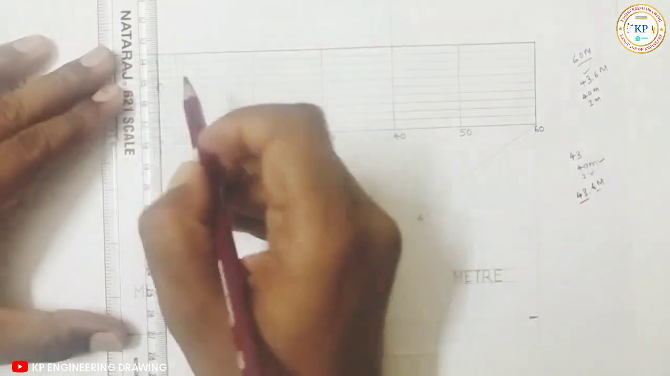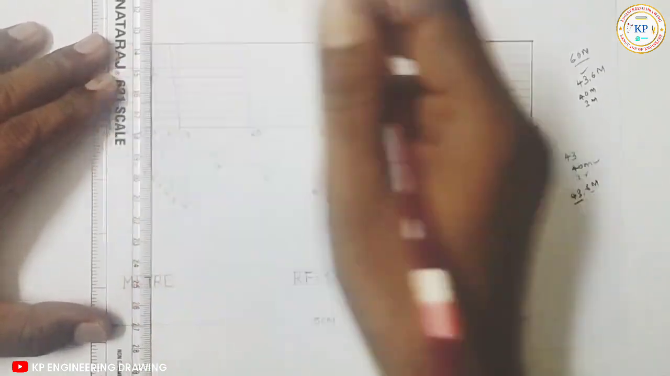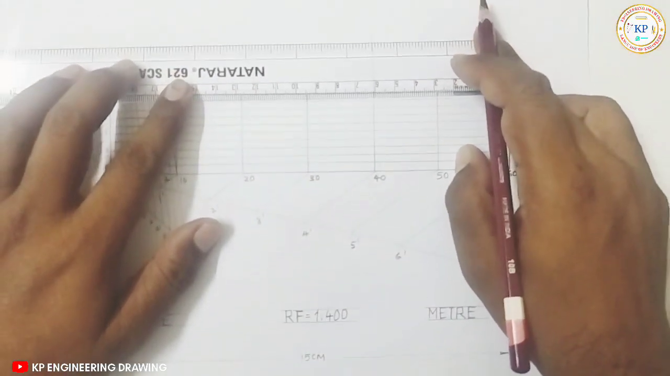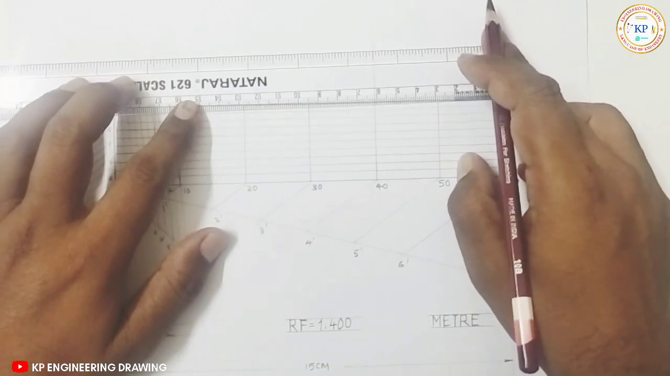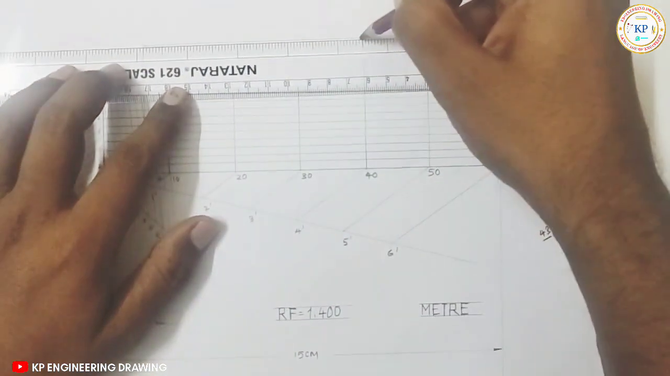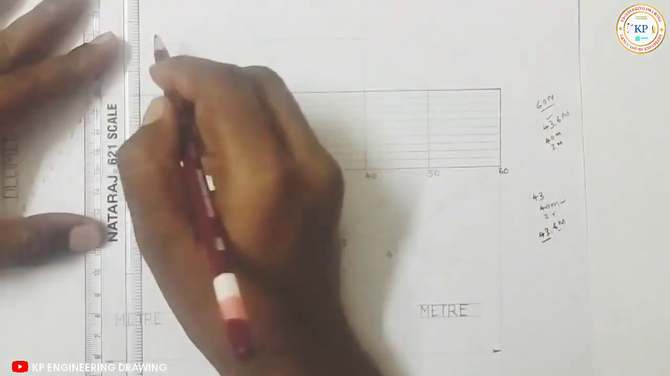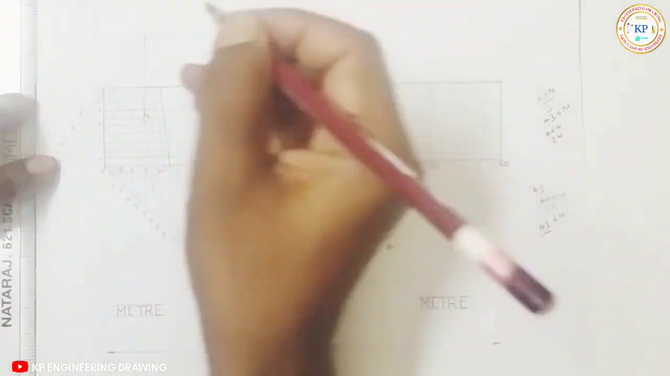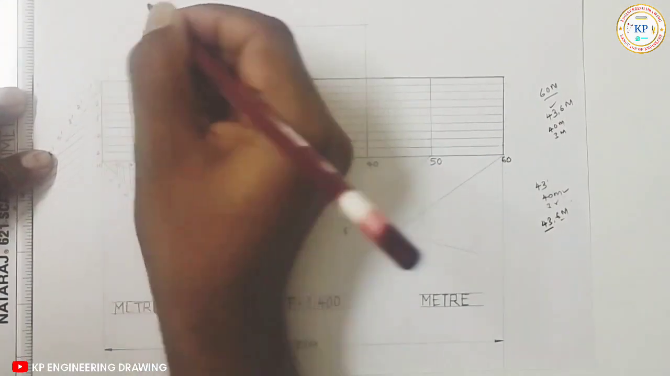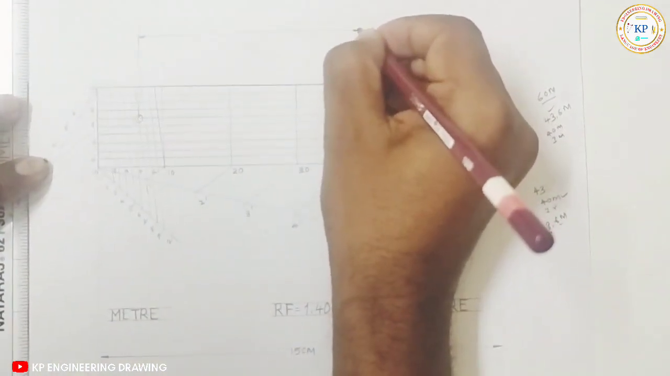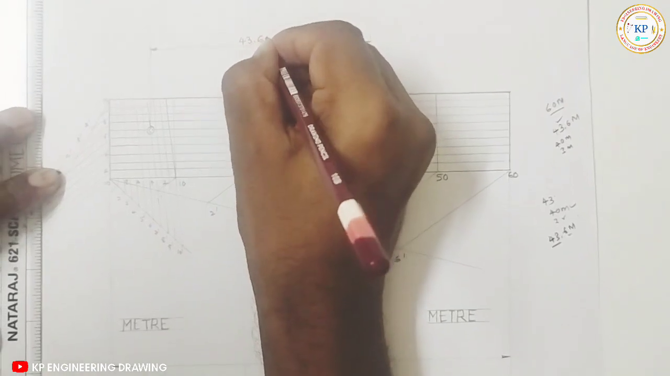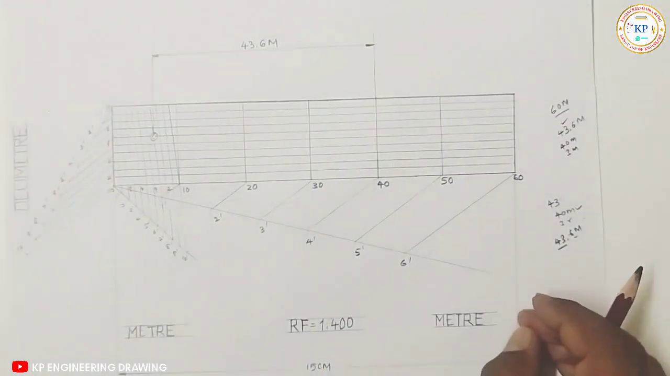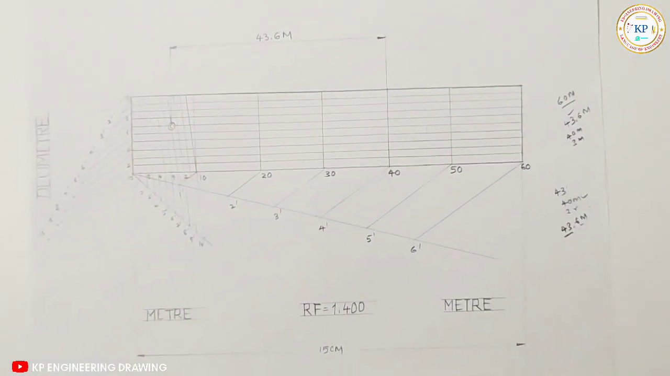So now from here you draw a vertical line and mention the distance. So this is your 43.6 meters. Okay, so this is the problem in diagonal scale.